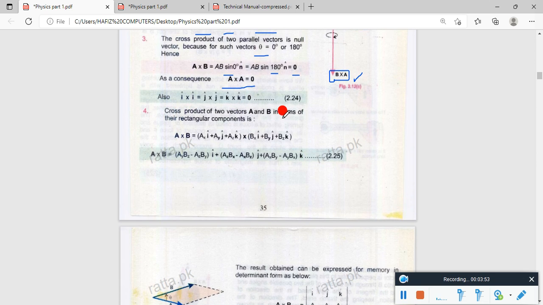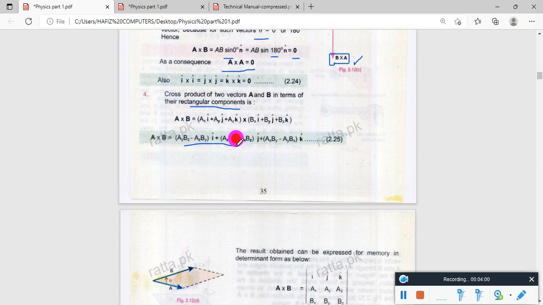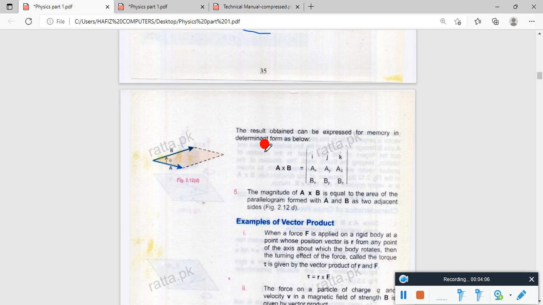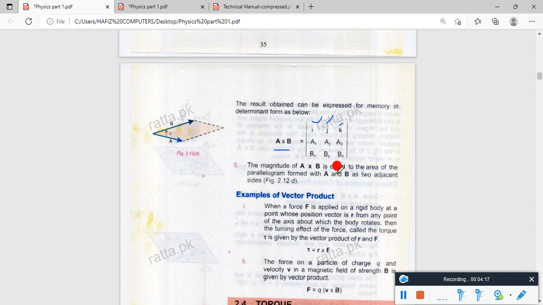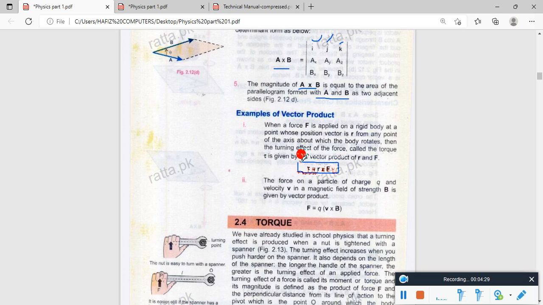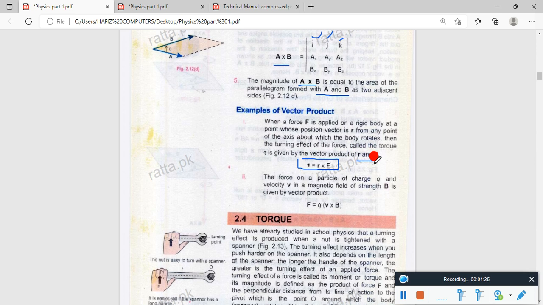Next one is that the cross product of two vectors in terms of their rectangular components is given in this form. The result can be obtained for memory in a determinant form, since these two vectors can be represented in the form of a matrix with i, j and k, ax, ay, az, bx, by, bz. The magnitude of a cross b is equal to the area of the parallelogram formed with a and b as sides. Examples of vector product follow.